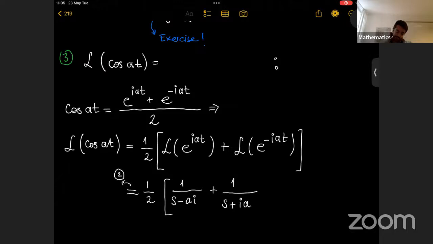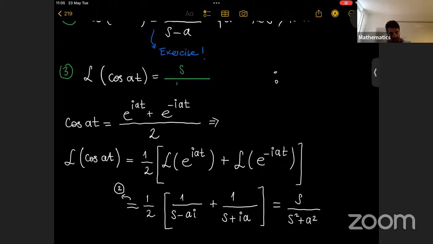But when you sum up these two, you can do this yourself easily. It's going to be s over s squared plus a squared. So we get that now. The Laplace transform of cosine at is s over s squared plus a squared.